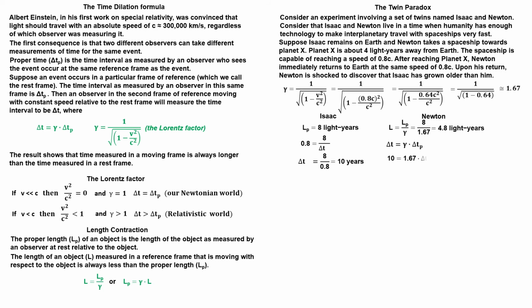Pay attention. During the journey, Newton aged 6 years. Isaac became 4 years older than Newton, since for him 10 years have passed, while for Newton only 6 years. Amazing, isn't it? But these are the strange effects of a relativistic world we are not used to.